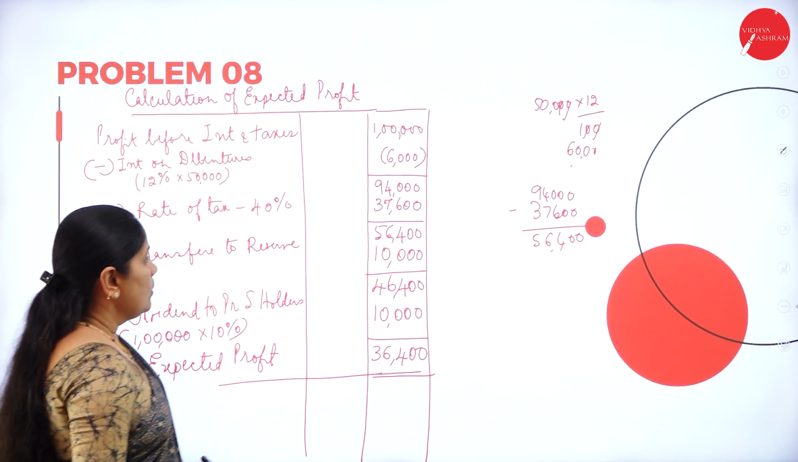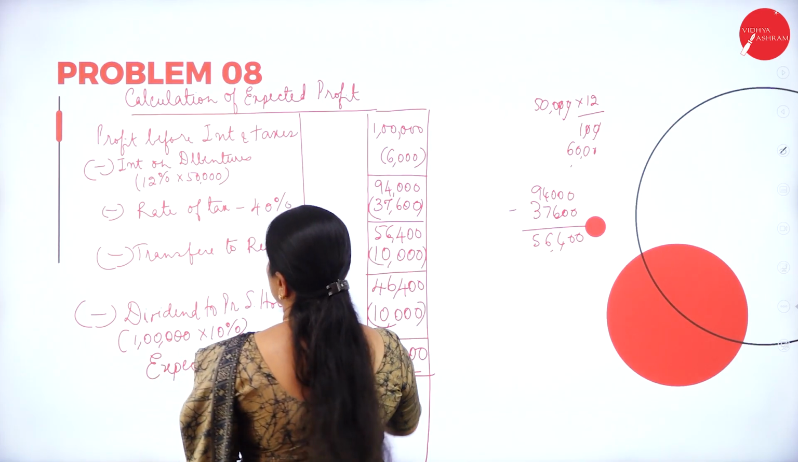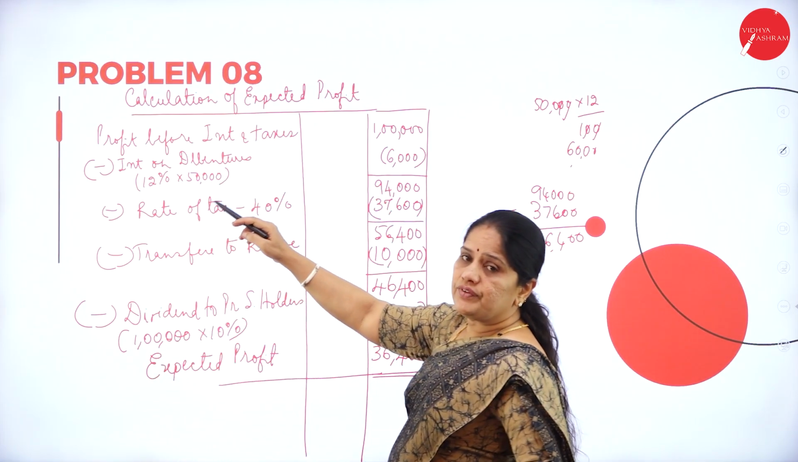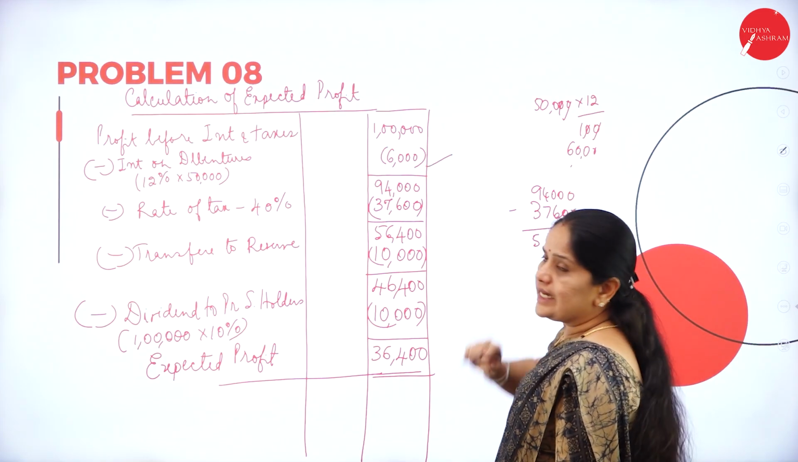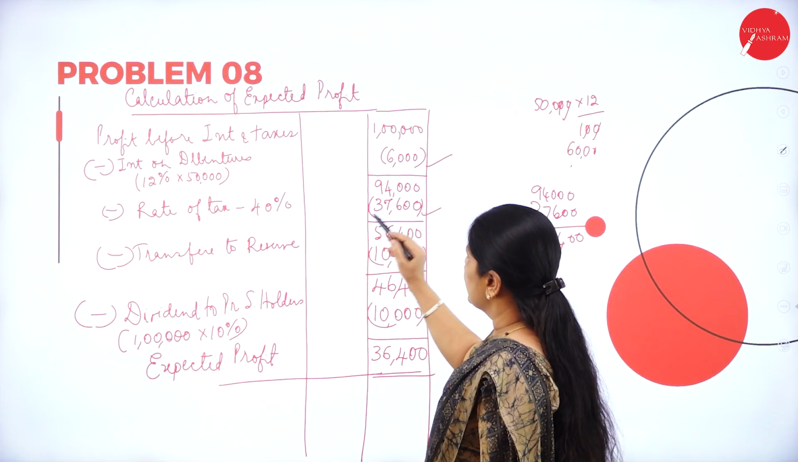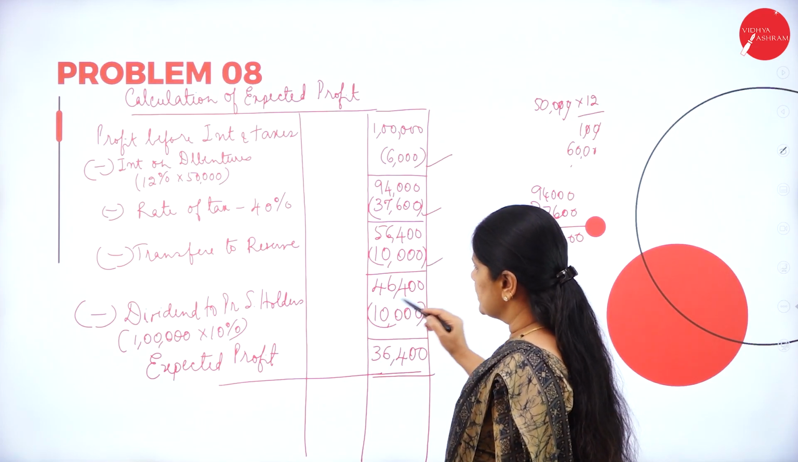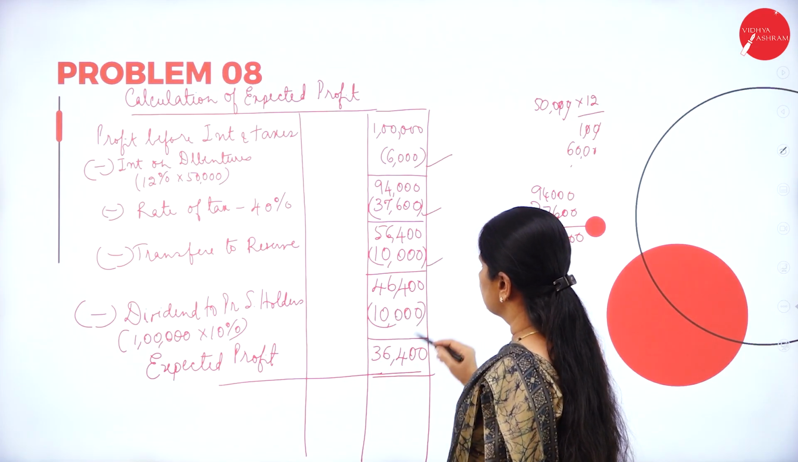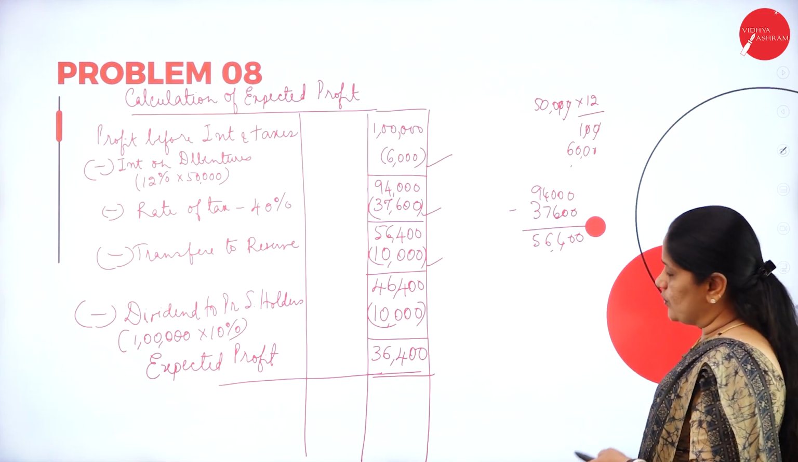36,400. So, whatever is the profit given, we have to make the adjustments here. First thing is we have to deduct the interest on debenture 6,000. So, we get 94,000. From that, you deduct 40% rate of tax, it gets 37,600. Transfer to reserve 10,000. Dividend to preference shareholders is 10,000. So, expected profit is 36,400.